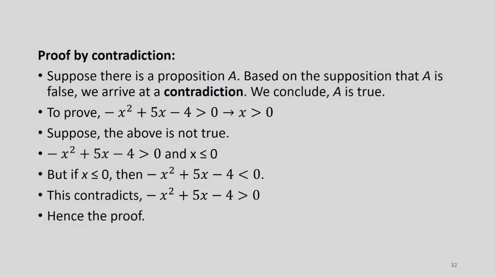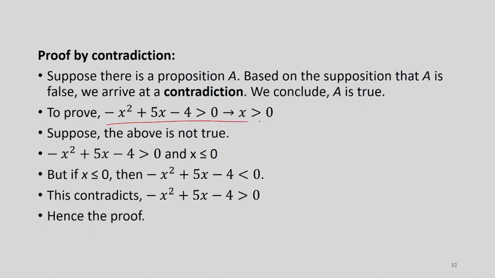Suppose there is a proposition A. Now, based on the supposition that A is false, we arrive at a contradiction, and therefore we conclude that A is correct. So, here we are assuming that the proposition that we are supposed to prove is incorrect, and assuming that it is incorrect, we proceed and we arrive at a contradiction. So, here the example was this one, P implies Q. Now, suppose this is not correct, that basically will mean that P does not imply Q. Okay. So, P is correct, but Q is not correct at the same time.